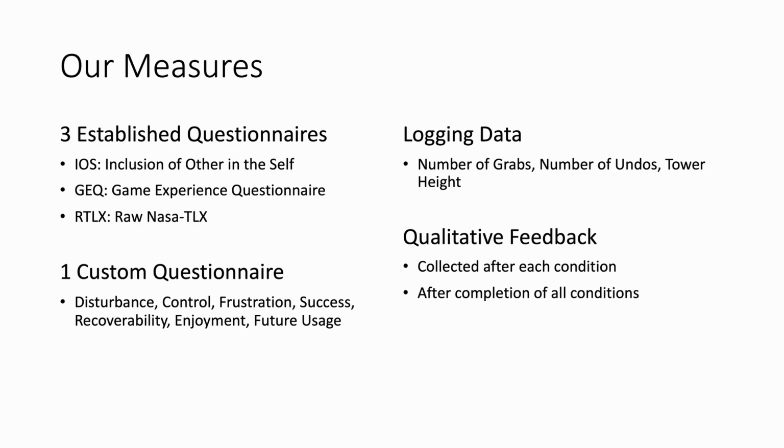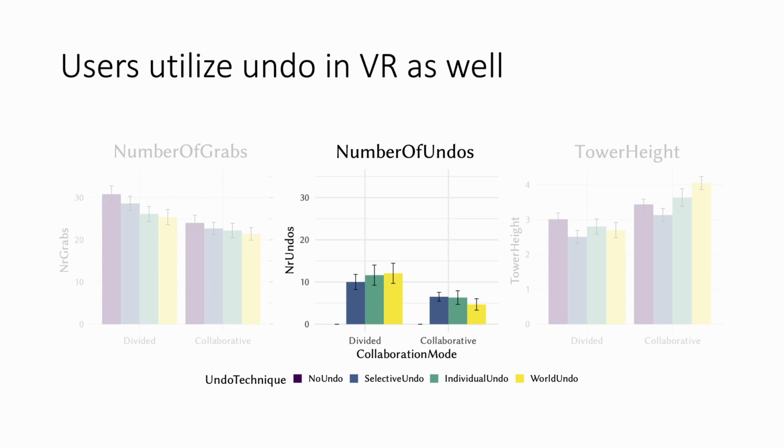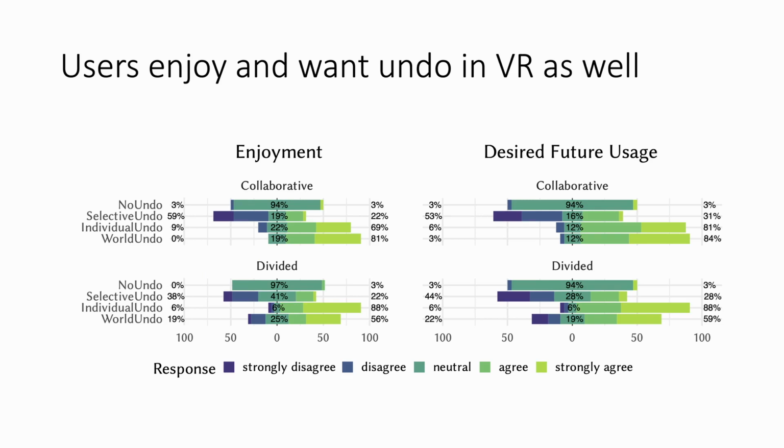But let's take a look at some of our results. First, participants use the undo feature when available. This indicates there is a need for this feature also in the context of VR. Participants also stated that they enjoyed using the individual and world undo and want to use these features in the future.